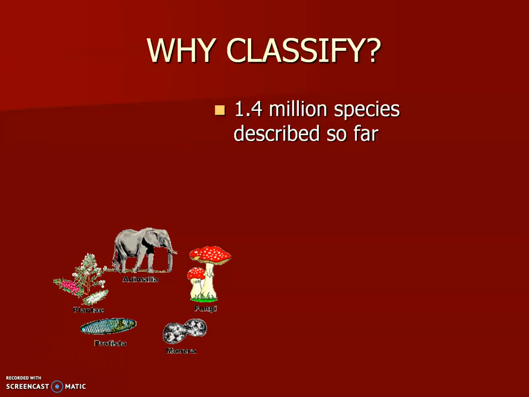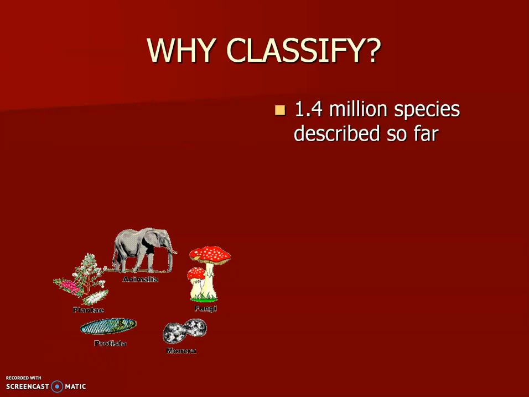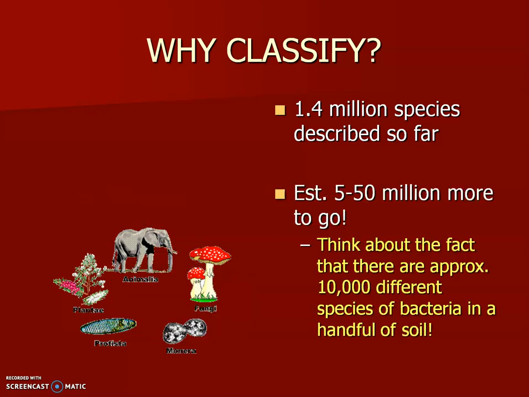Okay, so why classify? Well, there's an estimated 1.4 million species described so far. If that doesn't sound like a big number, it is. Probably about 1.5 million bottle caps would fill my classroom, Building 5 at River Valley. So it's a big number, but estimated 5 to 50 million more to go. That is an extremely big range when you think about the number 1.4 million. That's how many we've got so far, and we're estimating anywhere between 5 and 50 million more.